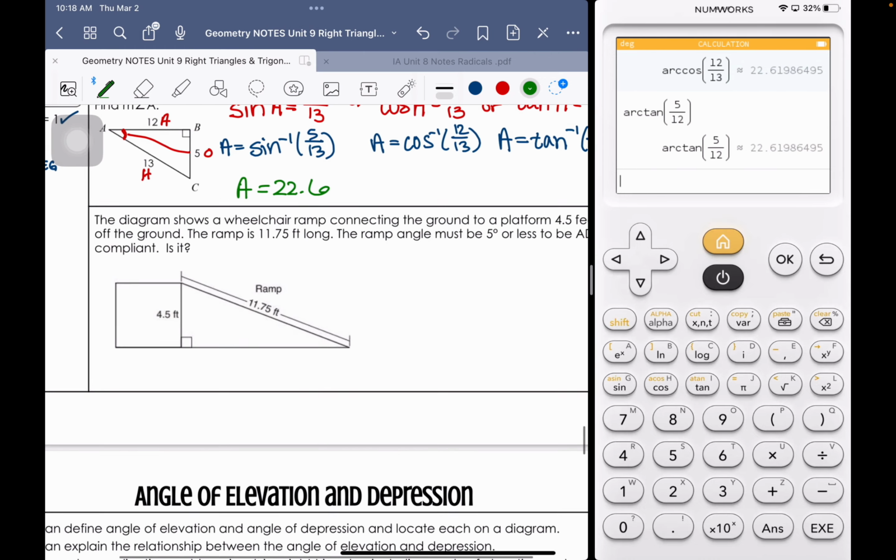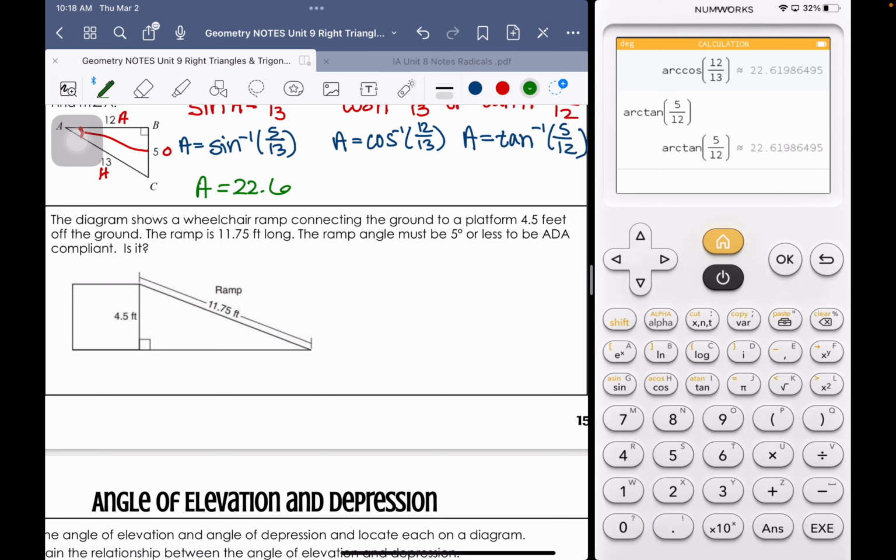Okay, so our last problem now. This diagram shows a wheelchair ramp connecting the ground to a platform 4.5 feet off the ground. The ramp is 11.75 feet long, and the ramp must be at an angle of 5 degrees or less to be ADA compliant. ADA is the Americans with Disabilities Act.